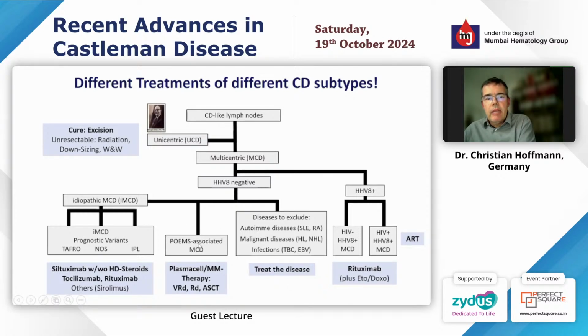And then keep an eye on the POEMS-associated MCD, because this has to be treated with plasma cell therapy. And then you have the idiopathic MCD with 3 different variants, the TAFRO, the NOS, and the IPL, and you have to use siltuximab with or without high-dose steroids, tocilizumab, rituximab. And if these 3 options do not work, you may use other options such as sirolimus.